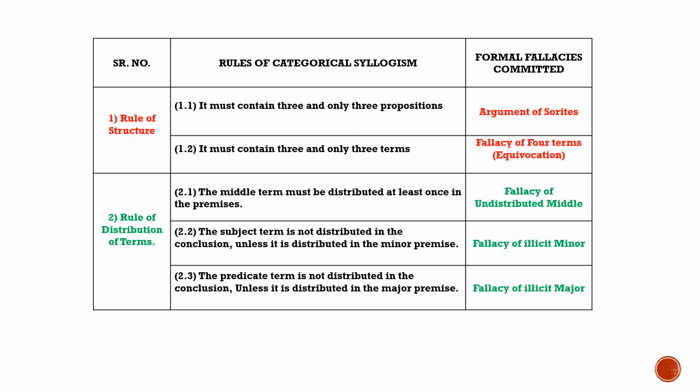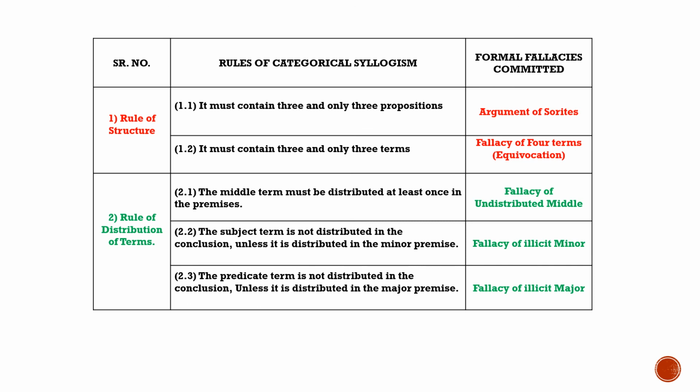Let us recollect them. The first rule is the rule of structure, in which we have two rules. That is, the categorical syllogism must contain three and only three propositions. When we violate this rule, the argument ceases to be a categorical syllogism and it commits the fallacy of argument of rights. The second rule is that it must contain three and only three terms. When this rule is violated, then it commits the fallacy of four terms, and that is equivocation.